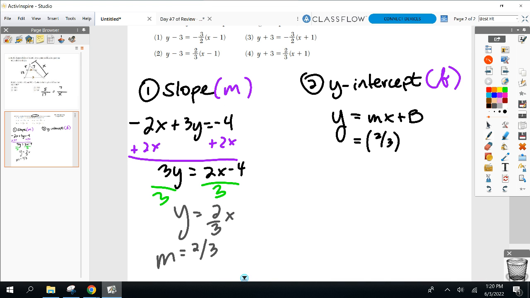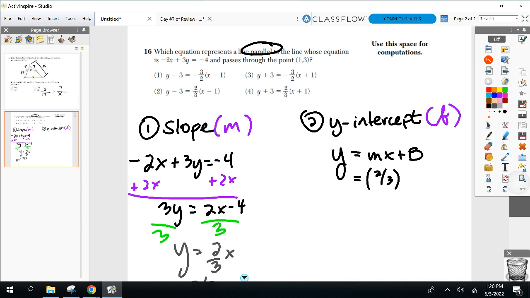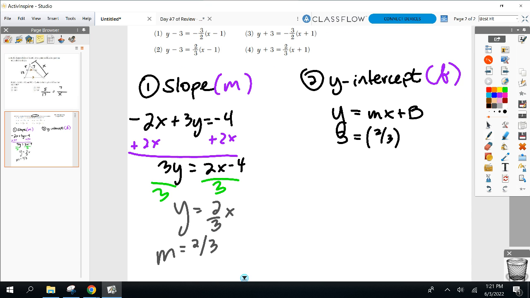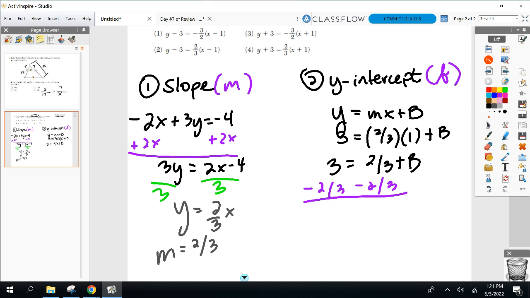What point does it go through? 1, 3. So 3 is the y coordinate. 1 is the x coordinate. Let's solve for b. 3 equals 2/3 plus b. Use your calculators. Get the 2/3 over. And you should have b equals 2 1/3. That's 9/3 minus 2/3, 7/3. How's that look?